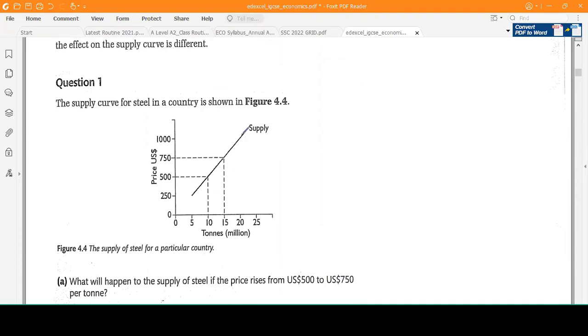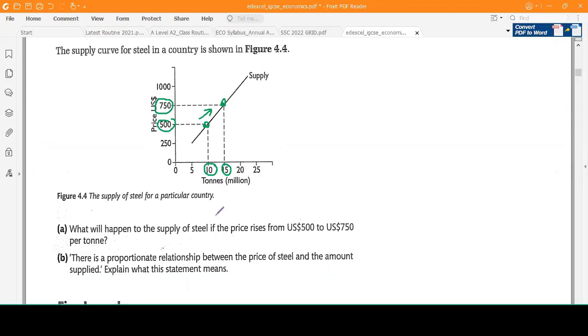So in your book, you can see the same thing at question 1, showing that the price is $500, so supply of something is 10 tons, 10 million tons actually. When the price increases to 750 US dollars, supply increases to 15 million tons. And our position on the supply curve moved from this to that point. That is what is called movement along the supply curve.